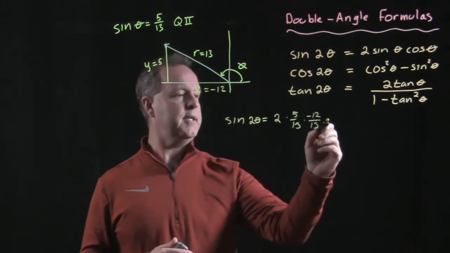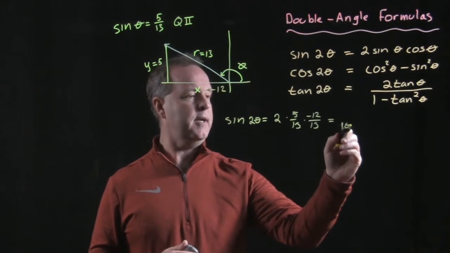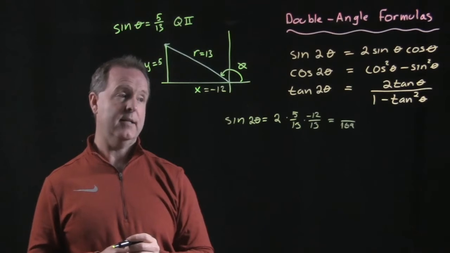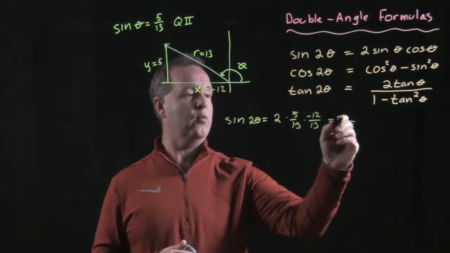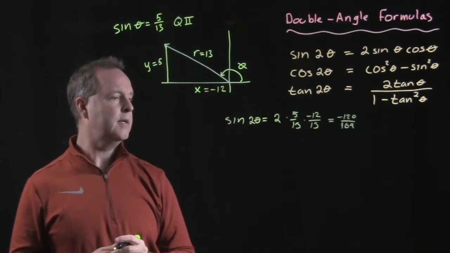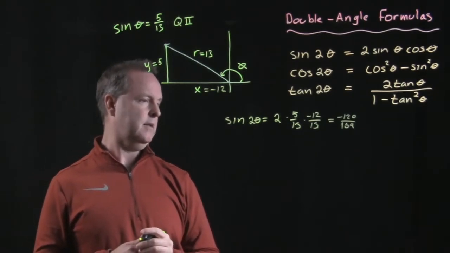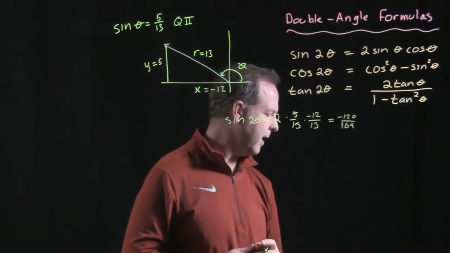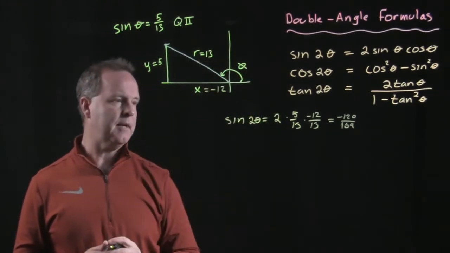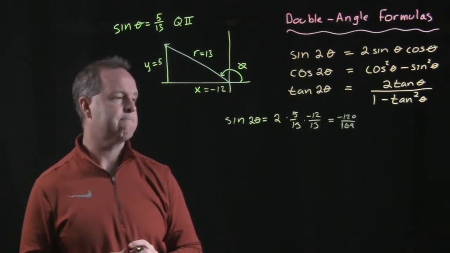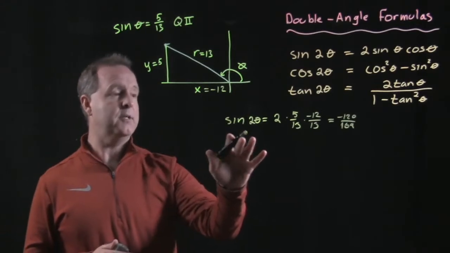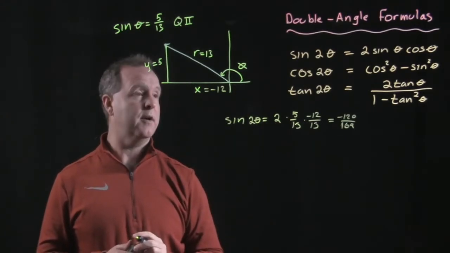So 13 times 13 is 169. 2 times 5 times 12 is 10 times negative 12. That's negative 120 is my value. And from there, it looks like I can probably reduce it if I want. If not, we'll leave it right there for now. Well, maybe I can't reduce it. All right, so the sine of 2 theta is negative 120 over 169.